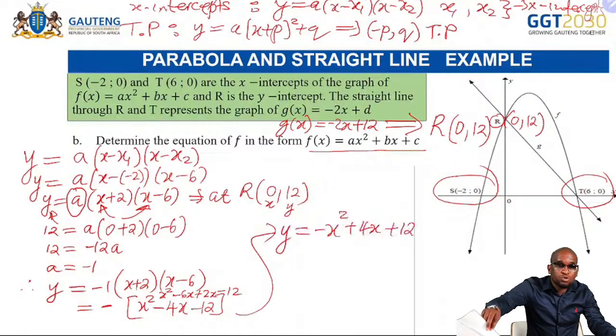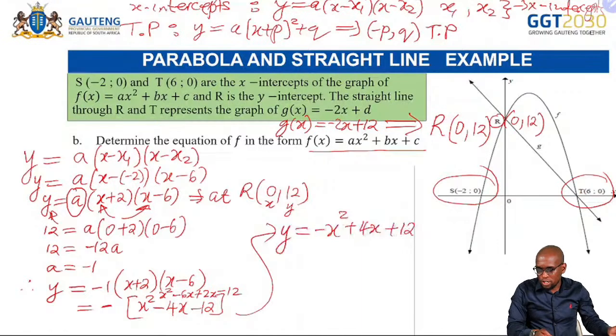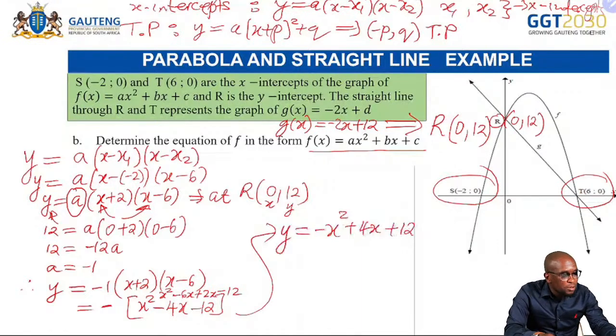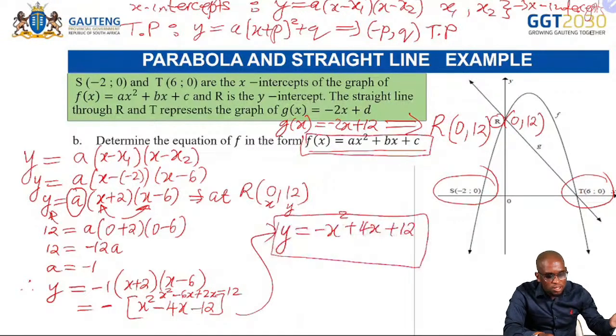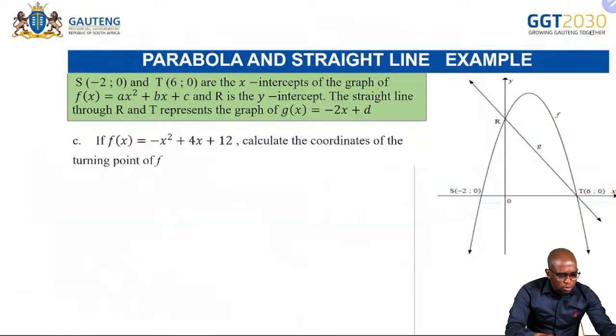So y equals minus x squared plus 4x plus 12. That is the equation of this parabola. We are moving on. Remember, they also said you should write it in this form. So that's very, very important. You should write it in that form. That's why my solution here is written in the form that they demanded. Right. Moving along.